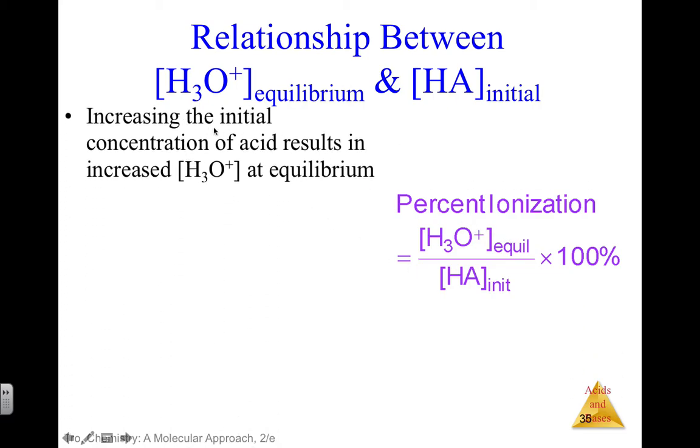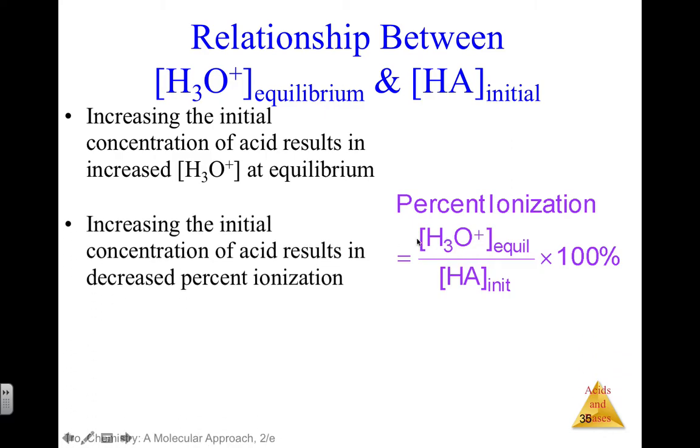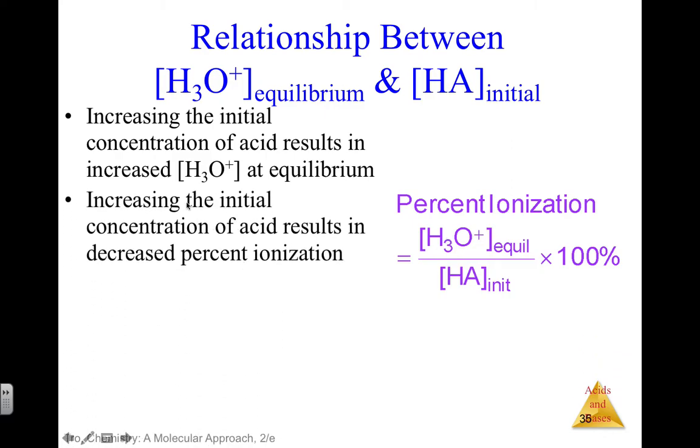So we think about increasing the initial concentration of the acid. What does that do? The higher the molarity of the acid, the more hydronium will be produced at equilibrium. However, experimentally, when we increase the acid concentration, we can measure and calculate that the percent ionization actually goes down. What does that tell us?